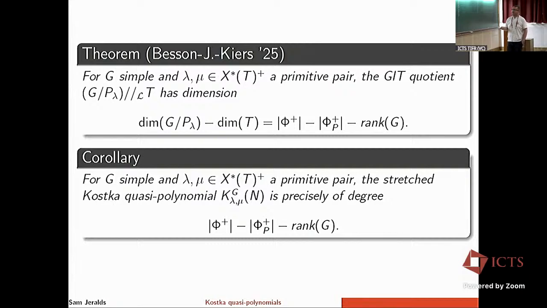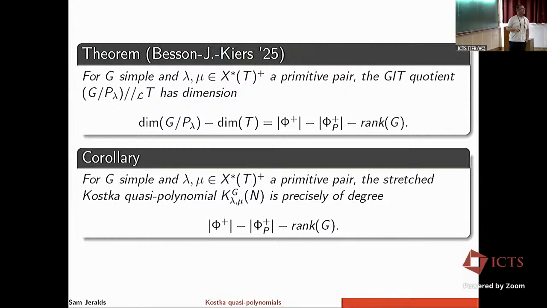So the corollary is that for a simple G and primitive pairs, these stretched Kostka quasi-polynomials do have exactly this degree. And that suffices, again, by this factorization result. Using the same kind of results of Berenstein-Zelevinsky, any of these stretched Kostka quasi-polynomials can be factored into primitive ones. So you're reducing weight space dimensions down to products of weight space dimensions for simple Levis. So a very common reduction step.